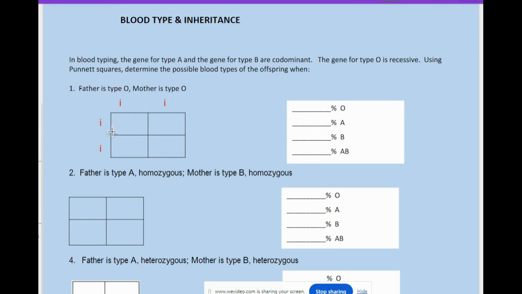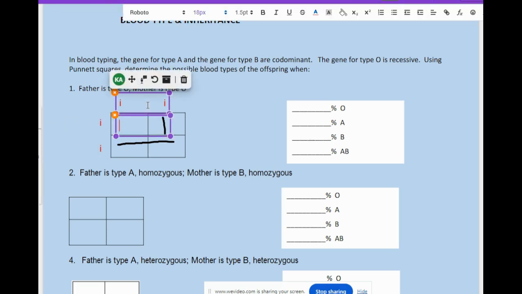Since all these are i's, these are both little i's. I can cross one out. These are both, oh, I didn't want to cross that out. Eraser. Since these are both little i's, I can cross this out. All 4 boxes are going to be the same. All the kids are going to have the little i genotype.